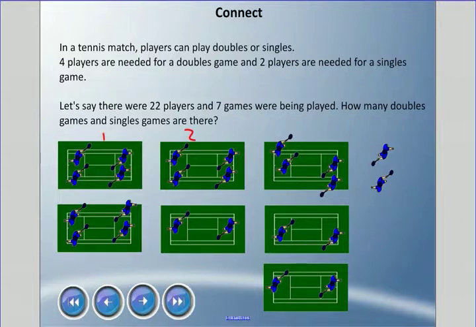So 1, 2, 3, 4 games are doubles right now, and 4 times 4 is 16. And I'm saying 4 times 4 because 4 games times 4 players on the court. 16, and then there's 1, 2, 3 games of singles, 2 per game. 3 times 2 is 6, so plus 6, that is indeed 22. So what we did here is we guessed, used some models, and figured it out.